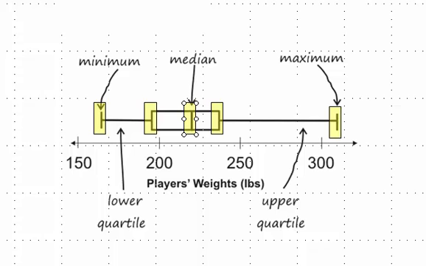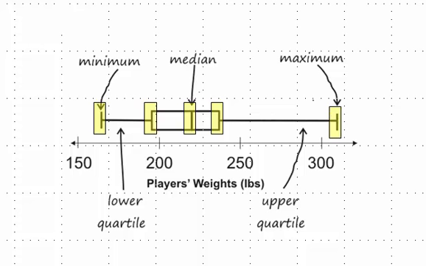We need the minimum, the first quartile, the median, the third quartile, and the maximum. So you need these five numbers whenever you have a set of data. If you can find these five numbers, you can make a box and whisker plot.